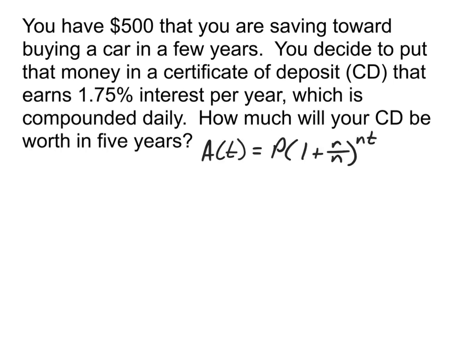And now it's a matter of figuring out what each of the numbers is in this particular case. So it's going to be A of t, and t, of course, is my time. So that's going to end up being the 5 years. All right, and then equals P, which stands for principal, or the starting amount of the equation. So that's going to be the 500 here.